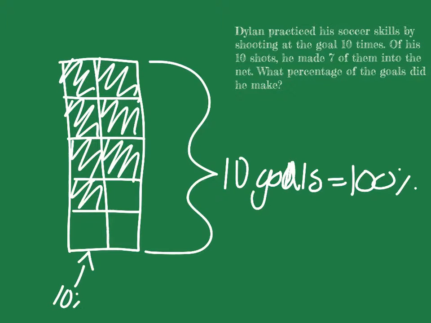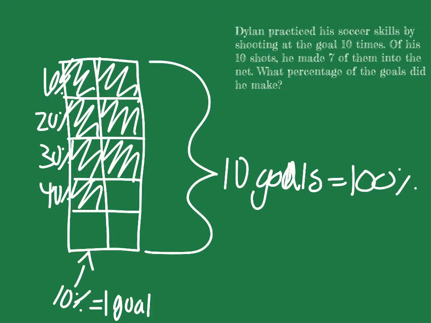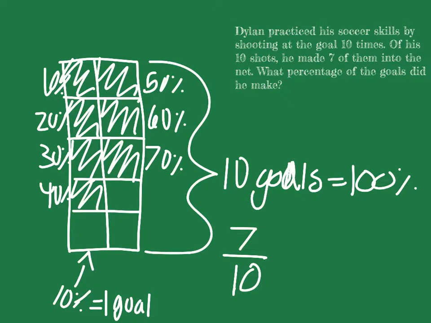Now looking at the picture, we need to add up the percents of the goals he made. 10, 20, 30, 40, 50, 60, 70. This is how we got 70% from 7/10. 7/10 is shown from the 7 boxes colored in from the total 10 boxes. We converted this by adding the percents from each goal scored.